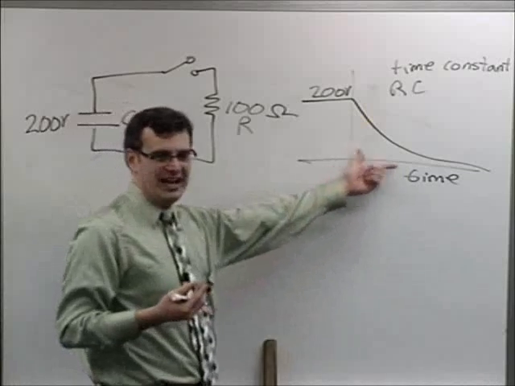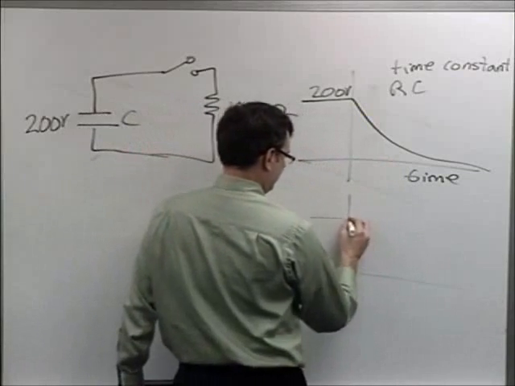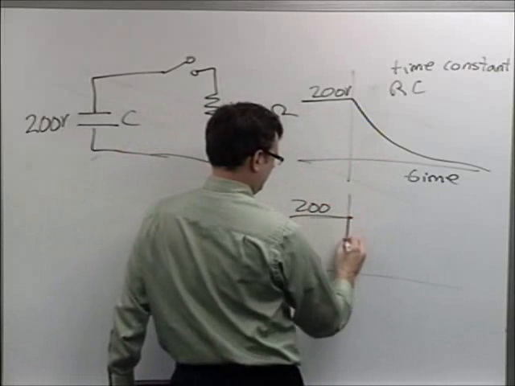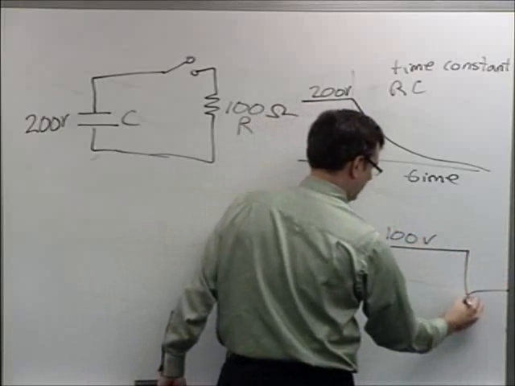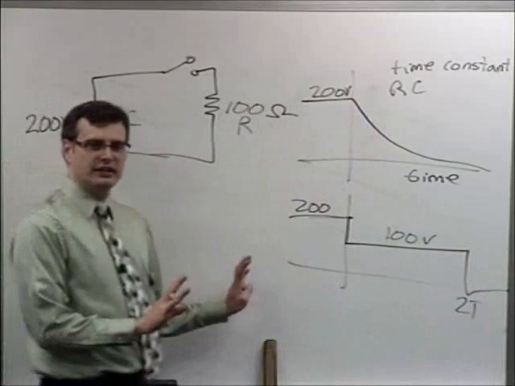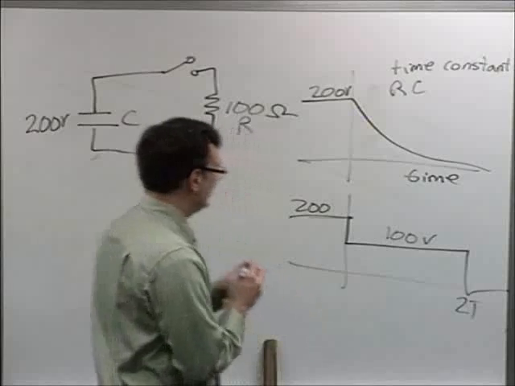EXP to the minus T over RC. And that doesn't look anything like the transient that I'm describing, which is like this: 200 volts, 100 volts for 2 transit times, and then nothing. But that was a very contrived example. Let's talk really about what the capacitor is doing.